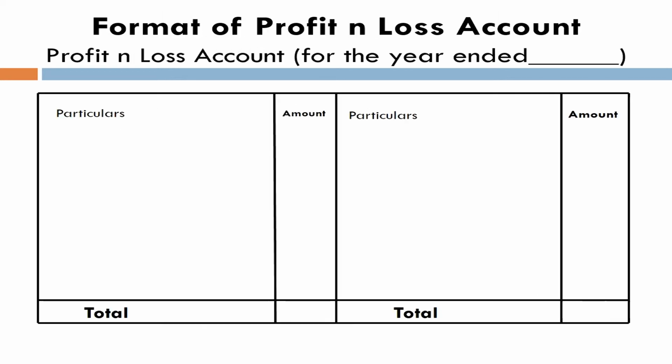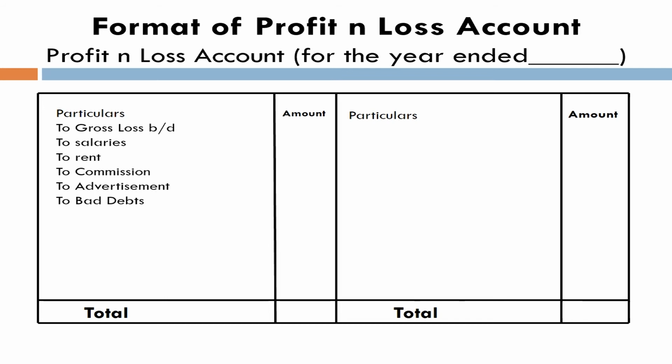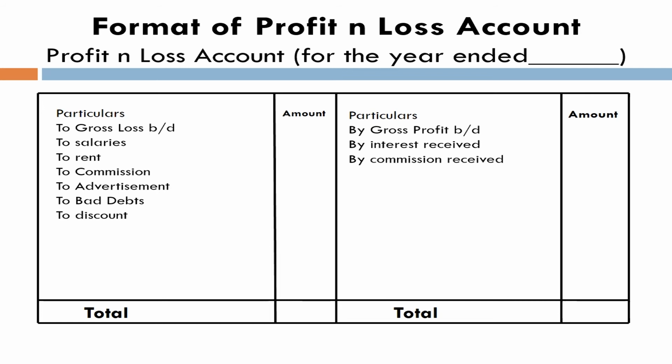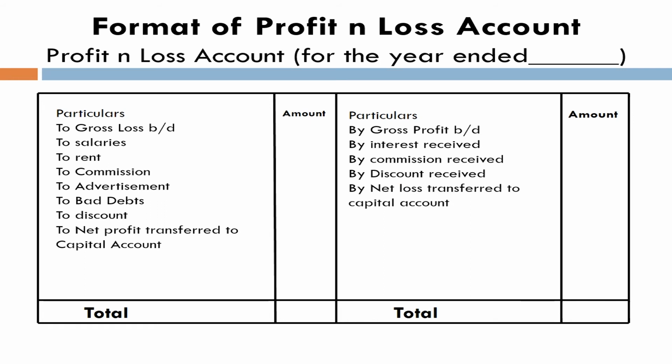Moving on to the format of the P&L account, it starts with profit and loss account for the year ended 31st March or 31st December. On the debit side, we can see gross loss, salaries, rent, commission, advertisements, bad debts, discount, and on the right side we can see gross profit, interest received, commission received, and discount received. In case the debit side is falling short, it is a case of net profit. And in case the credit side is falling short, it is a case of net loss.